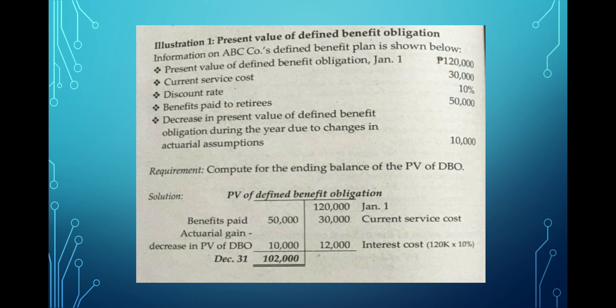And we have the solution. Benefits paid is 50,000. Actuarial gain, decrease in PV of DBO, 10,000. On the credit side, we have the 120,000 on January 1 and 30,000 for current service cost. And we also have the interest cost, which is 12,000. So on December 31, everything is totaled to 102,000.